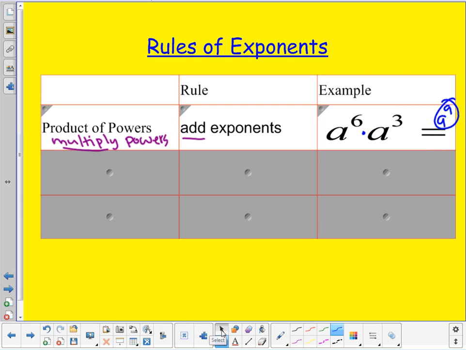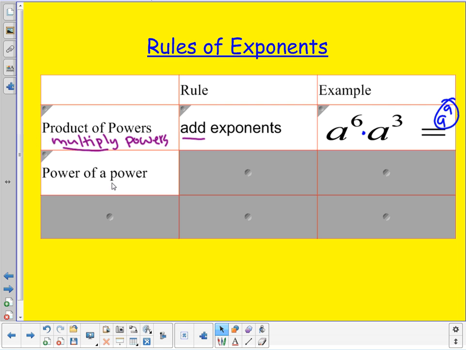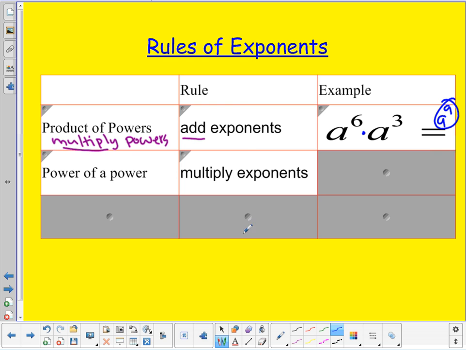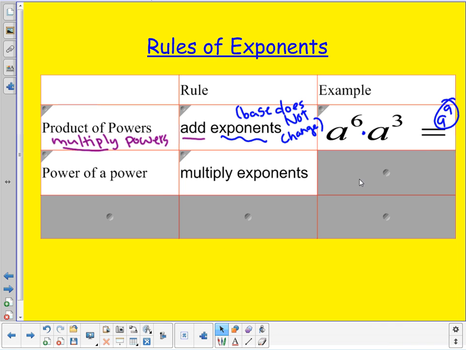Now, the power of a power. When we have a power of a power, we are going to multiply their exponents. So it's kind of like I'm doing the operation underneath it. When I was multiplying powers, I added just the exponents. Notice by the way that the base does not change. So when I have a power of a power, I multiply their exponents.